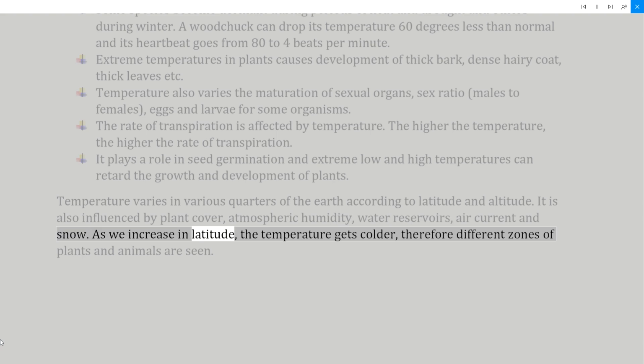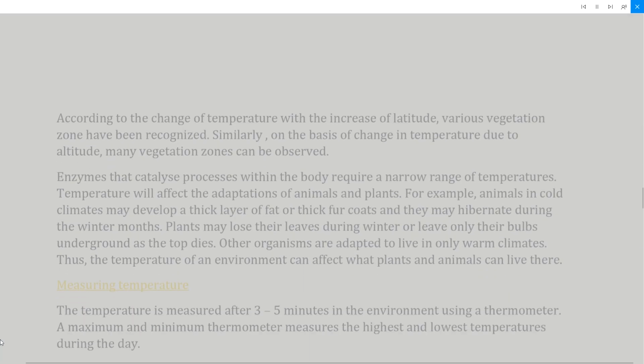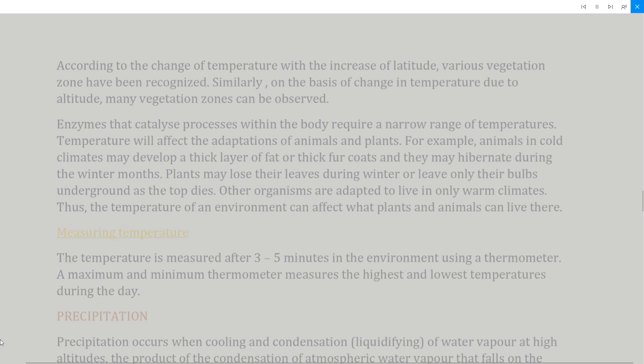As we increase in latitude, the temperature gets colder, therefore different zones of plants and animals are seen. According to the change of temperature with the increase of latitude, various vegetation zones have been recognized. Similarly, on the basis of change in temperature due to altitude, many vegetation zones can be observed. Enzymes that catalyze processes within the body require a narrow range of temperatures. Temperature will affect the adaptations of animals and plants.